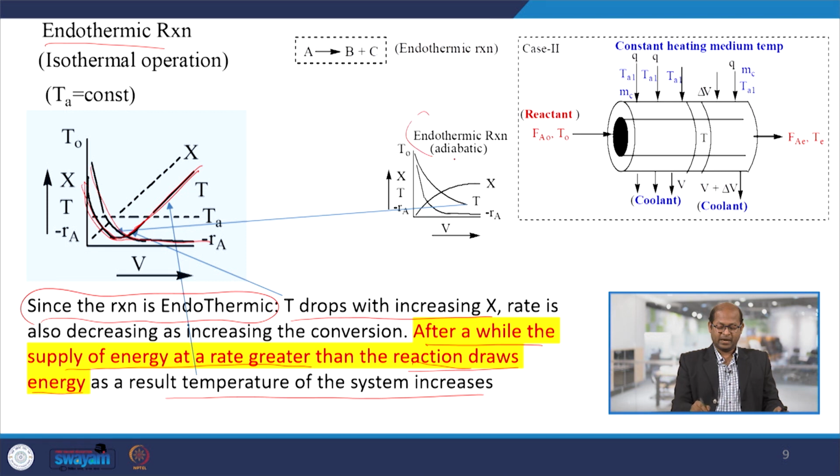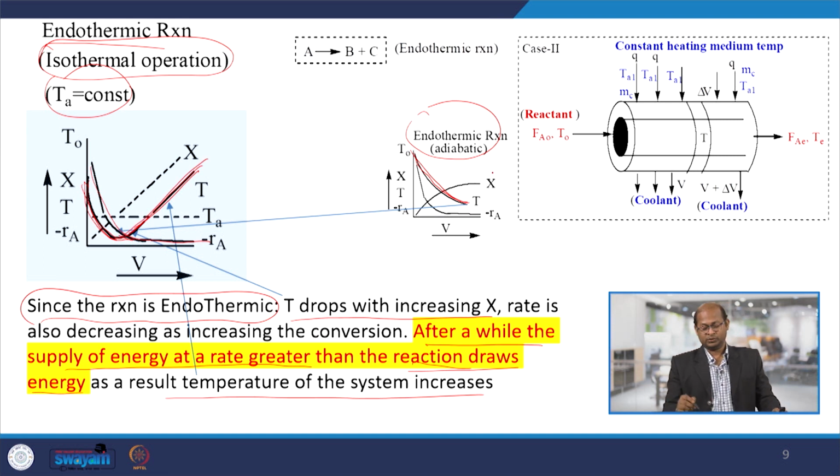So, that was for adiabatic systems, and this is for isothermal, T equals constant. These are the basic differences you can see here. In the case of adiabatic operation, the reacting mixture fluid temperature decreased gradually with the progress of the reaction. Here also it is decreasing with the progress of the reaction, but in the case of isothermal operation T is constant. From here it is increasing. So, these are the basic differences between these two.